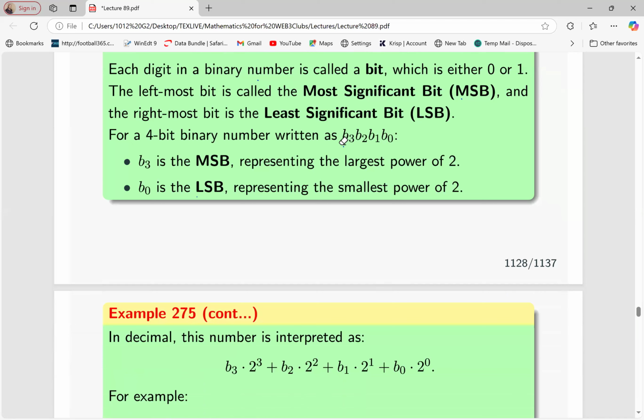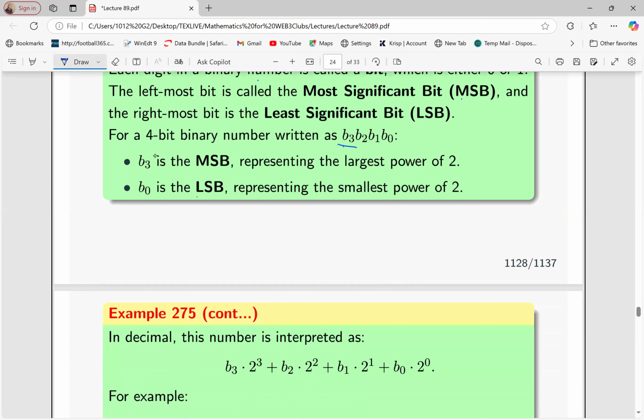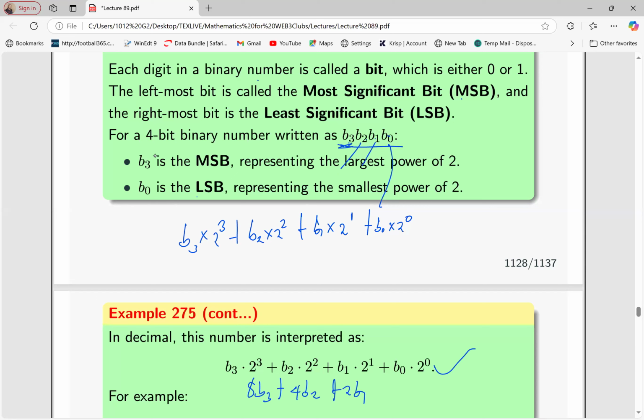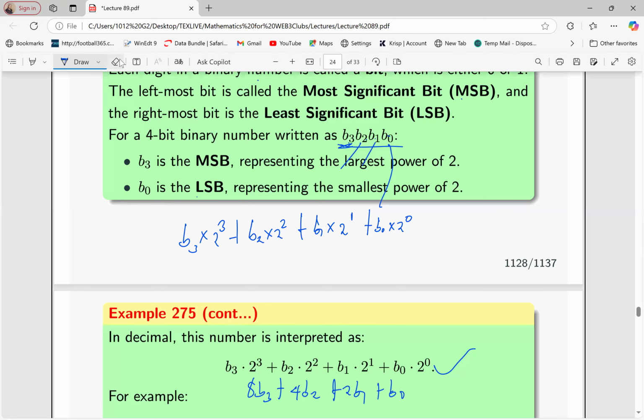Now, how do we write this in decimal? You have these 4 bits. How do you write them in decimal? As we had already said above, this would be B0 times 2 raised to 0, plus B1 times 2 raised to 1, plus B2 times 2 raised to 2, and lastly B3 times 2 raised to 3. 2 raised to 3 is just 8. So this is 8 B3, this is 4 B2, this is 2 B1, and this is just B0.